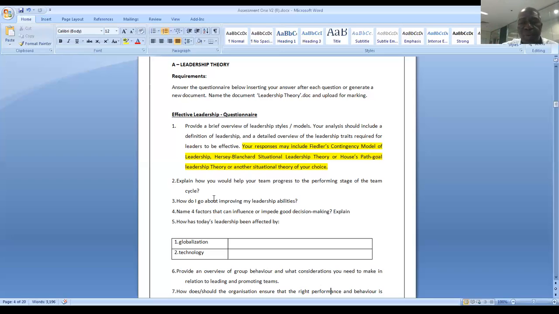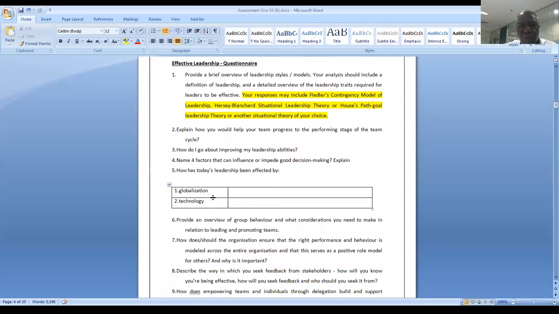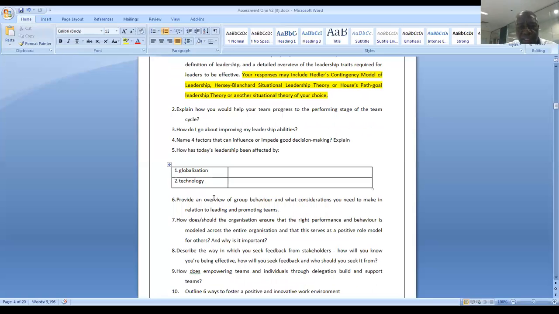So that's just part of a synopsis of what you might have to be looking at. And you're going to look at then and say, provide an overview of group behavior, and what considerations you need to make in relation to leading and promoting teams. How does the organization ensure the right performance is modeled across the company? So you're going to again look at group behavior. Here we're talking about groupthink. So look at things like groupthink, research that.